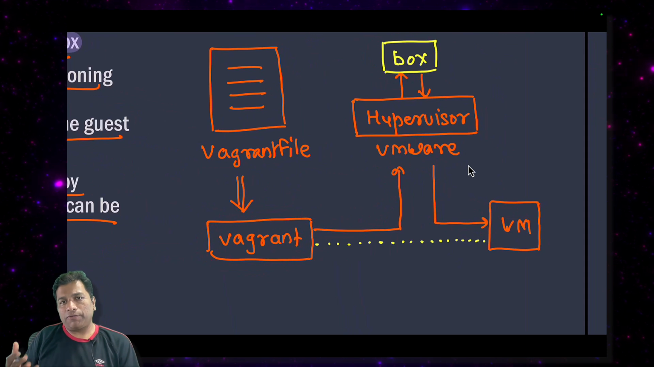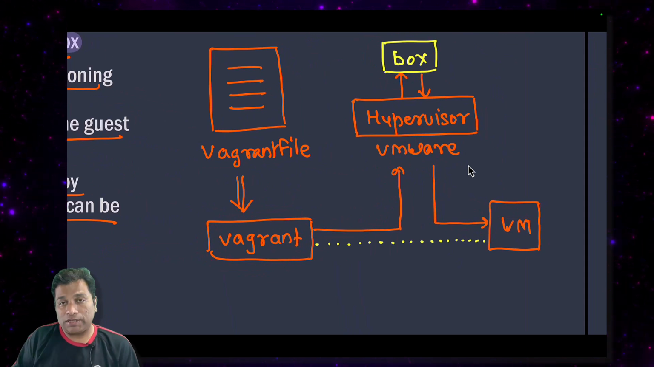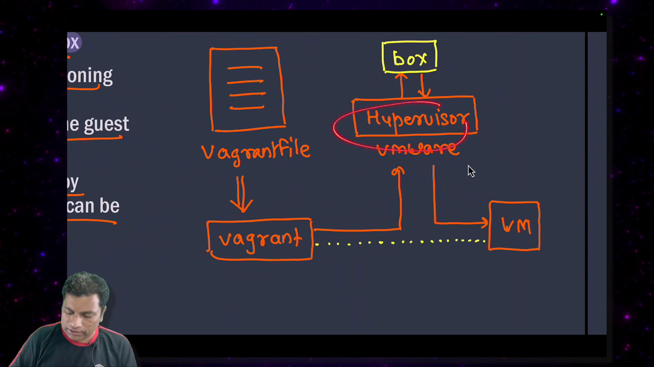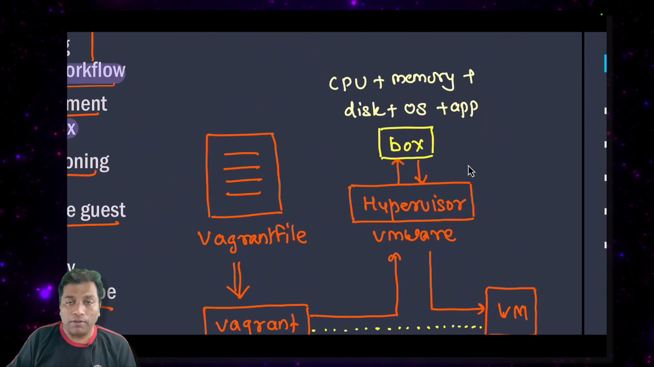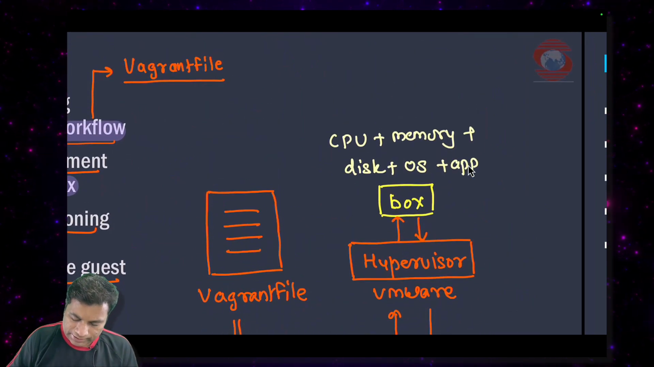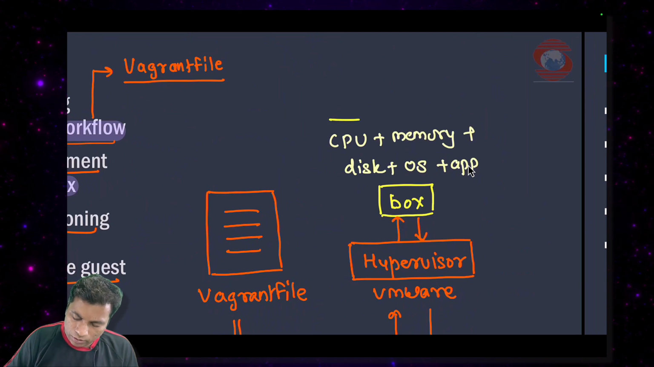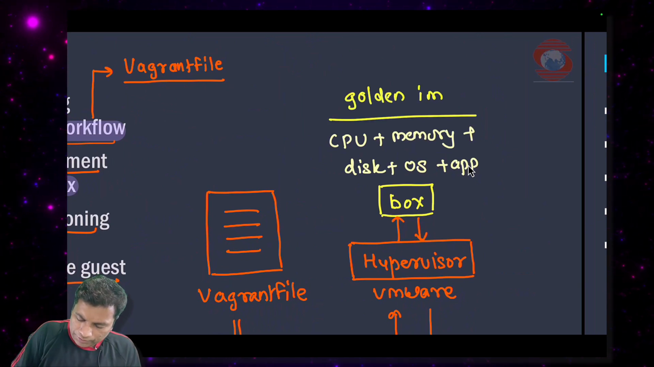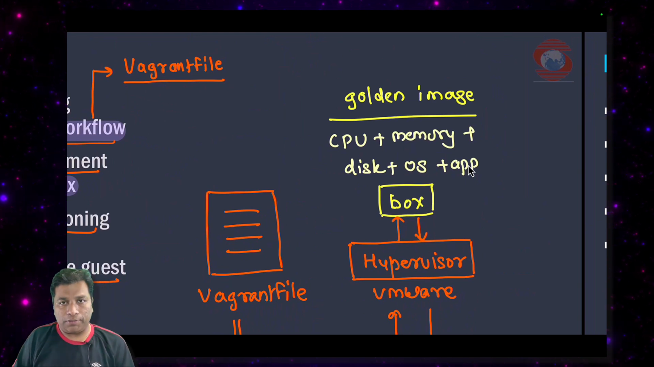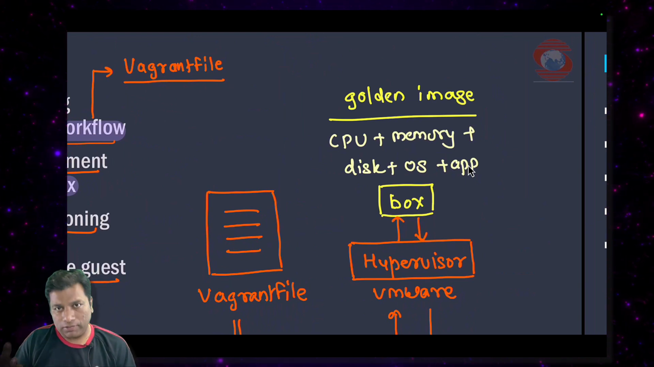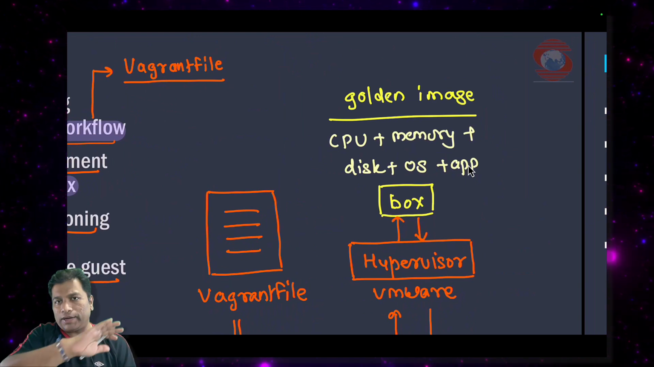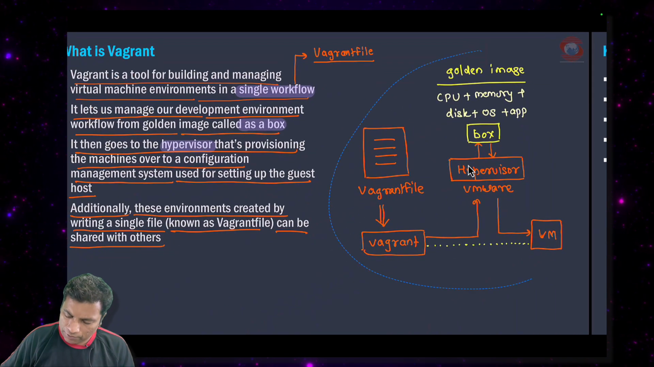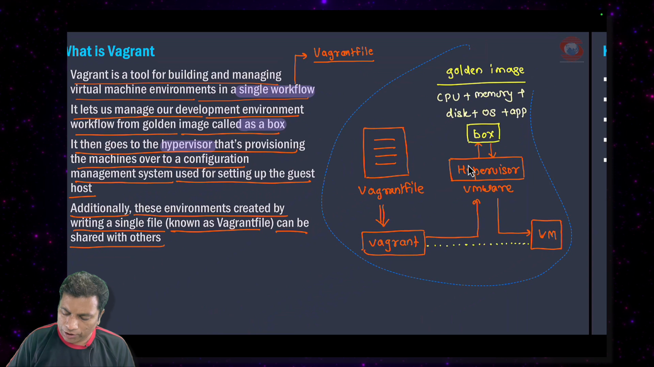But how will the hypervisor find what to add in the virtual machine, which CPU, which operating system, which disk, so on and so forth? The hypervisor will find all this information from the box, which, as I said last time, is known as a golden image. This is also known as a golden image. So this golden image can be created manually. In another session I'll talk about that, or you can directly download it from the Vagrant Cloud. So precisely, if you look at the big picture here, this is what you are going to do.